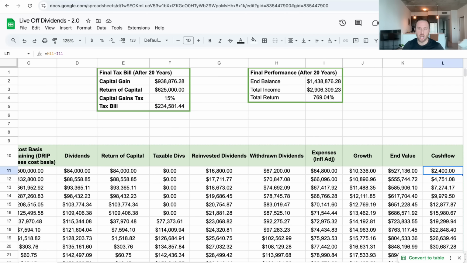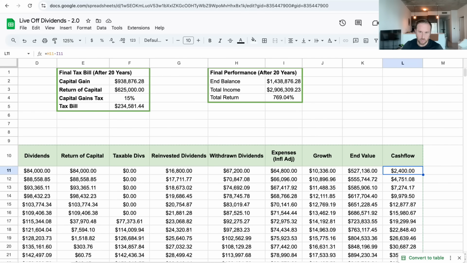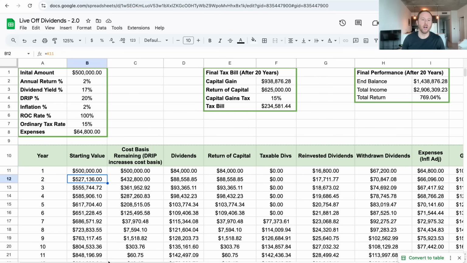And your year one cash flow, that is the dividends that you've taken out to live on minus your expenses. And that gives us 2,400. So you're cash flowing even in year one with $2,400. All right, so now let's look at what happened in year two. So our starting value is 527,000, and that was the end value of year one.